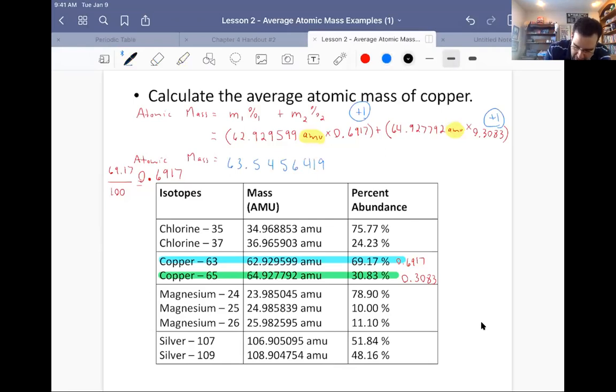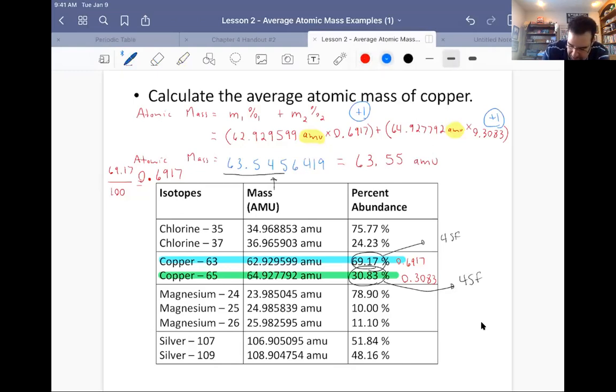And so if I look here, this measurement has 4 significant figures, and this measurement has 4 significant figures. And so when we add them together, we are going to need to express our answer to 4 significant figures, which means that we're going to round here. And so then we are going to end up with 63.55, and the unit there is AMU, or atomic mass units.